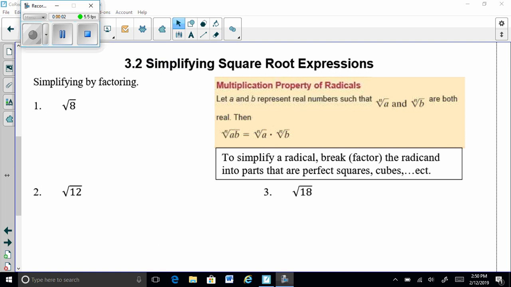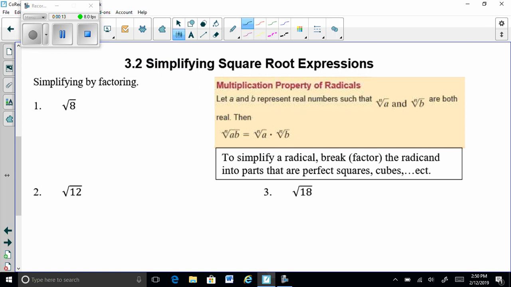Okay, so 2.3 is going to be simplifying these square root expressions. In the previous part, we did have some where we actually got decimal answers. We don't want to do that here. So we're going to be using this property right here.